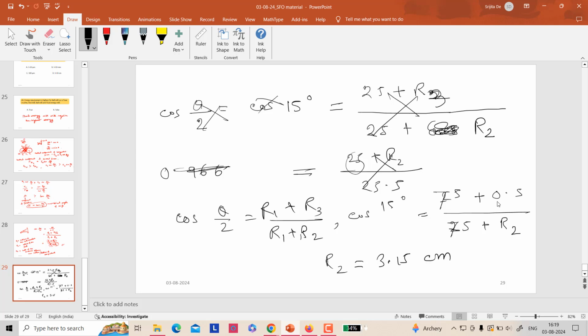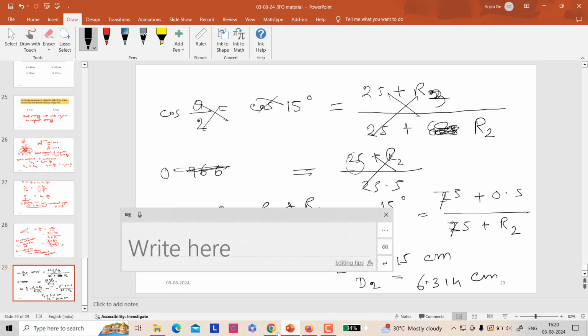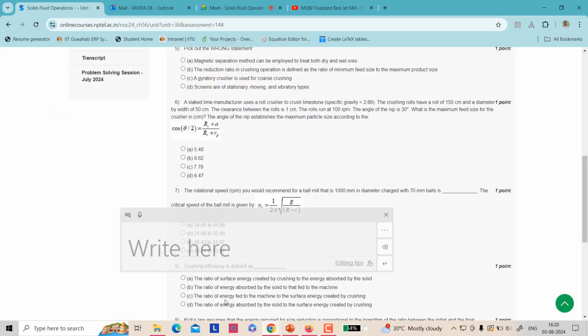In the question it has asked for the diameter of the feed. So it will be 3.15 into 2, which is 6.314 centimeter, which is almost near to this value of D. 6.47 it is given, and we have got 6.31. So I think it will be the correct answer. Still you check. Okay, thank you.